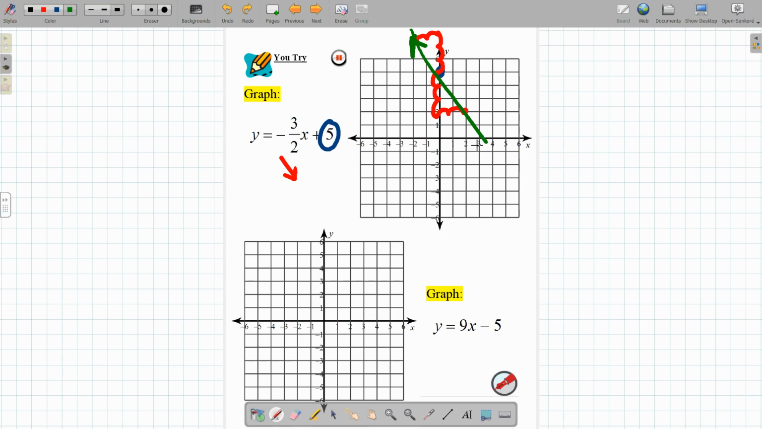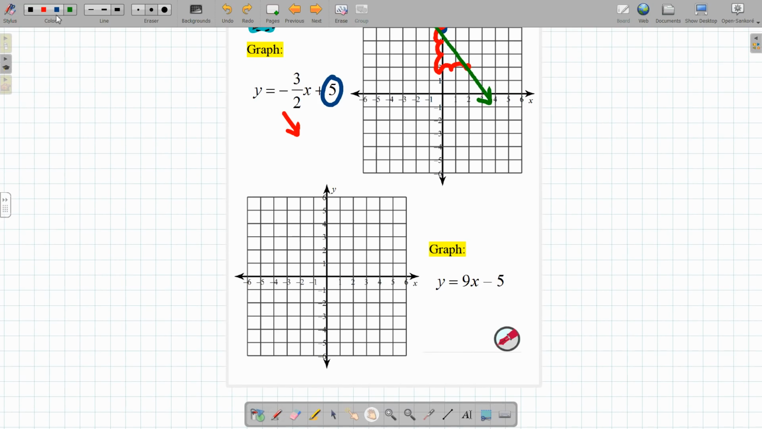There's your line right there. We know it's negative because it tilts downward from left to right. This one right here, y equals mx plus b, so I start at my negative 5. And then it's positive. My slope is going to be 9/1, and it's going to tilt upward from left to right. So I go up 9, over 1. That's y equals 9x minus 5.